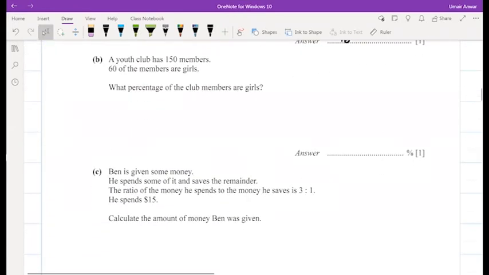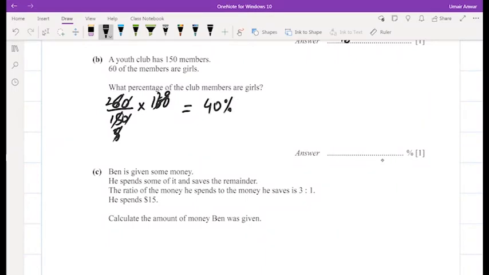Part B of the question says that a youth club has 150 members. 60 of the members are girls. What percentage of the club members are girls? So in order to convert these 60 members into a percentage of the total members, we are going to divide the number 60 by 150, and to find our answer in percentage, we will be multiplying this fraction by 100. And the answer that we are getting here is 40. So the answer is 40% of the members are girls.